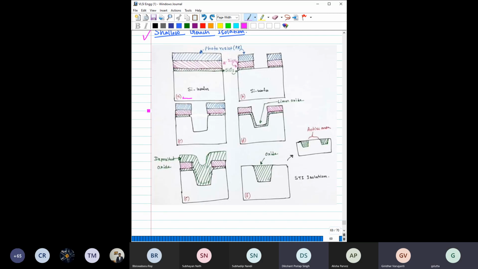Okay, so probably I will not write anything here, because if I keep my pen above, it will start automatically writing.